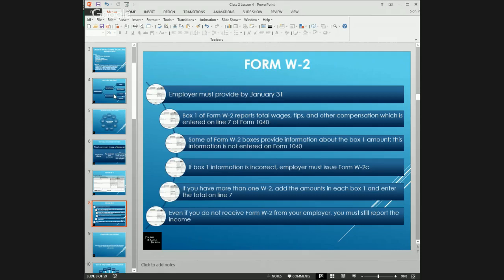Some of the W-2 boxes provide information about the box 1 amount, and this information would not be entered directly onto the 1040. If the box 1 information is incorrect, you need to go back to your employer and request them to provide a corrected W-2, which is actually Form W-2C. If you have more than one W-2, you would simply add up the amounts for box 1 for each and then enter the total on line 7. Now, even if you do not receive a Form W-2 from your employer, you still must report your income.